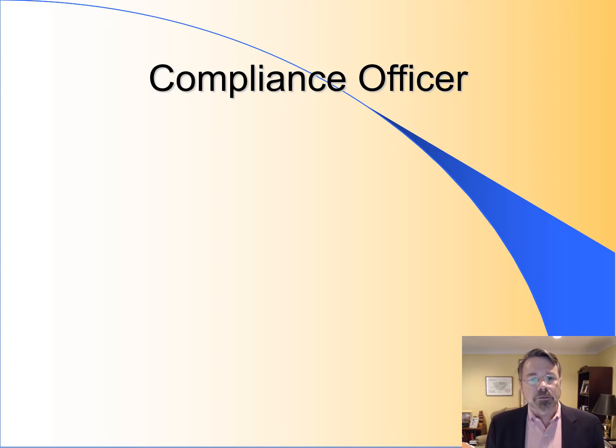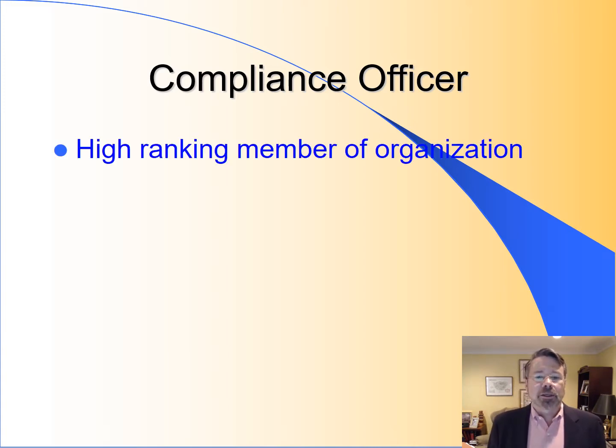You have to appoint a compliance officer, and that should be someone that's high ranking in the organization. There's a great deal of debate out there as to whether a compliance officer should report to the general counsel, or should they report to the CEO, or should they report to the board of directors directly. No great consensus on that. You'll see in many organizations that the compliance officer reports to the general counsel. There are pros and cons to that we could spend an entire course talking about.